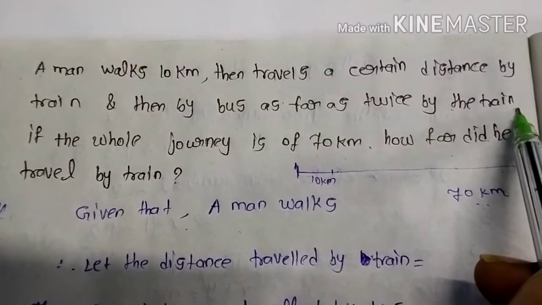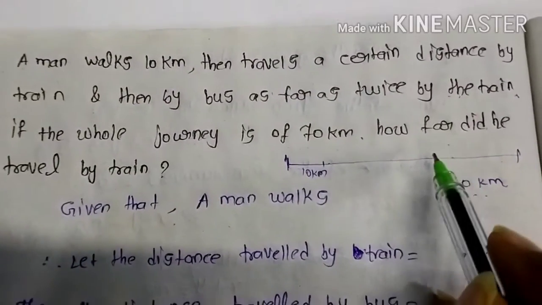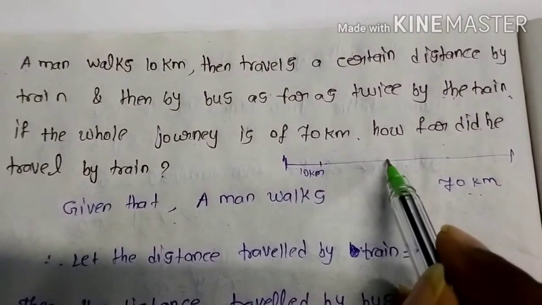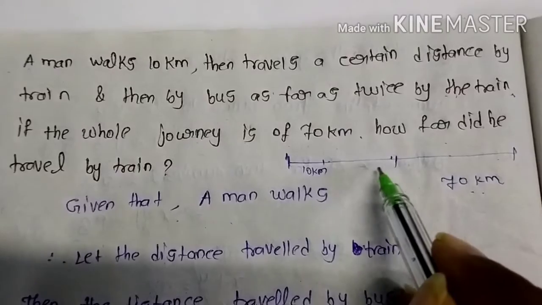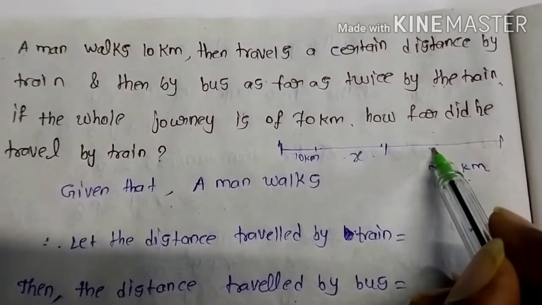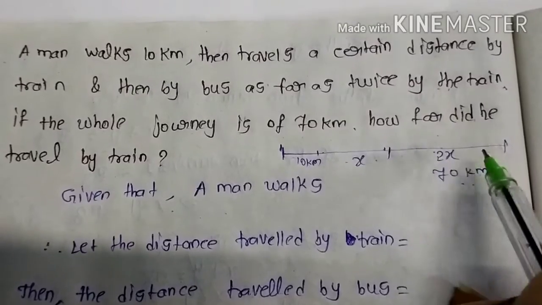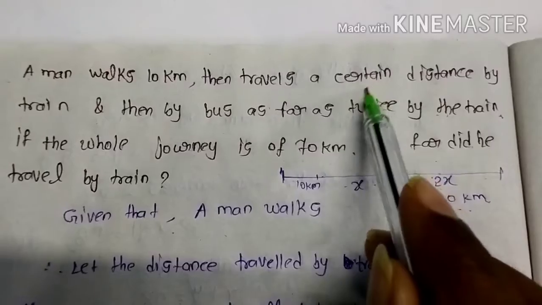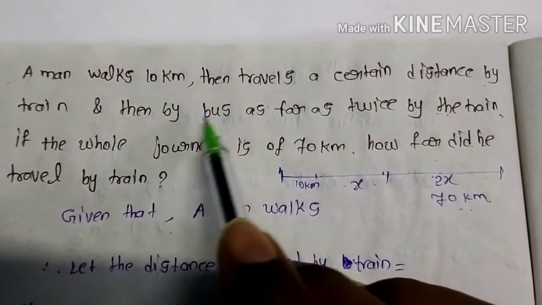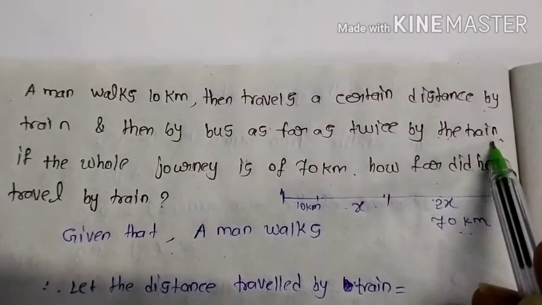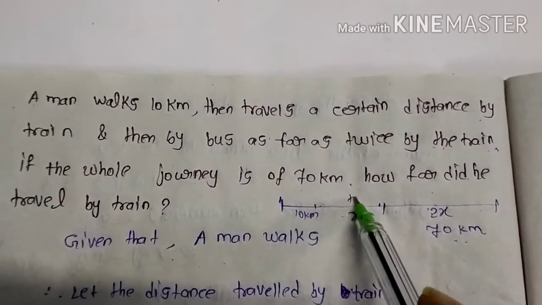Yes or no? So see, I will take the train journey, for example, as x. You can take the train journey to be equal to x. The bus journey will be equal to 2x. Why? Because they have only mentioned that certain distance by train and then by bus. Bus is as far as twice by the train. We don't know the train distance.